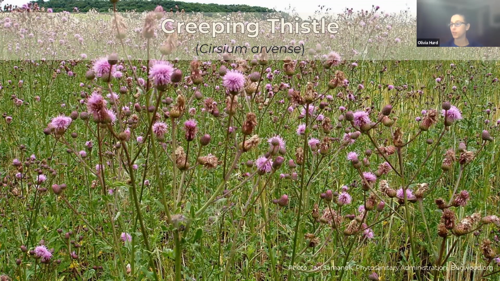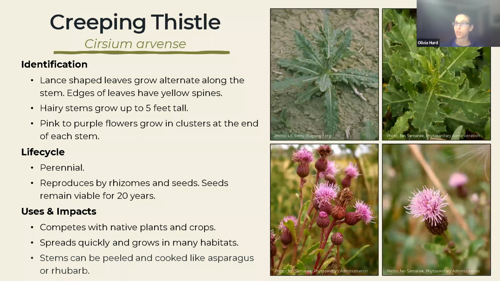Next one is creeping thistle. I know this thistle can be anywhere, and you often see it in those unmaintained areas. So creeping thistle has lance-shaped leaves that grow alternate along the stem. The edges of the leaves have yellow spines. Its hairy stems can grow up to 5 feet tall. It has pink to purple flowers that grow in clusters at the end of each stem.